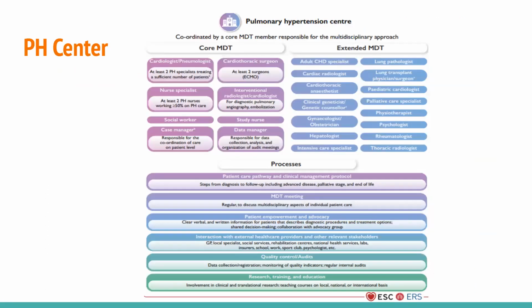A word about the pulmonary hypertension center. A pulmonary hypertension center is said to have 2 tiers, with the core MDT and the extended MDT. The core MDT is known to have at least a cardiologist, pulmonologist, along with a cardiothoracic surgeon, interventional radiologist, study nurse, data manager, case manager, social worker, and nurse specialist. Whereas the extended team includes an adult congenital heart disease specialist, cardiac radiologist, cardiothoracic anesthetist, clinical genetics, genetic counselor, gynecologist, hepatologist, etc. So it's a whole lot of a team that is included in that.